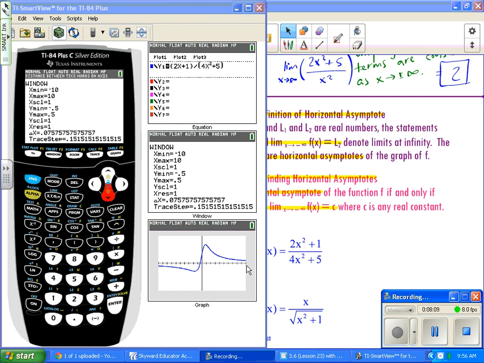Now a question that a lot of people have is, if there's a horizontal asymptote here, it crosses, doesn't it? Is it okay for it to cross a horizontal asymptote? Yes. Is it okay for it to cross a vertical asymptote? No. And how I remember that, if you've had me before, you might know.